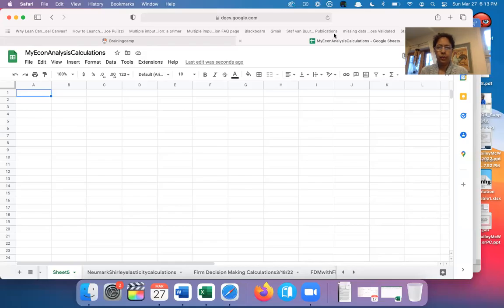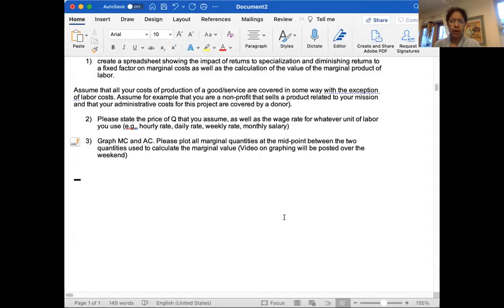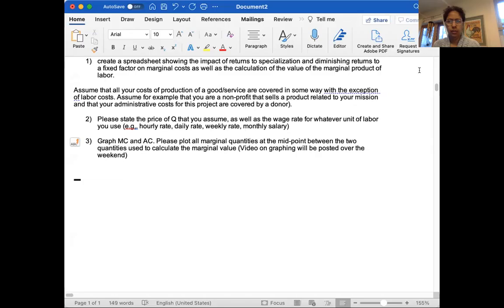Okay, so I'm going to look at how to create a particular cost structure. The assignment is to create a spreadsheet showing returns to specialization in production.